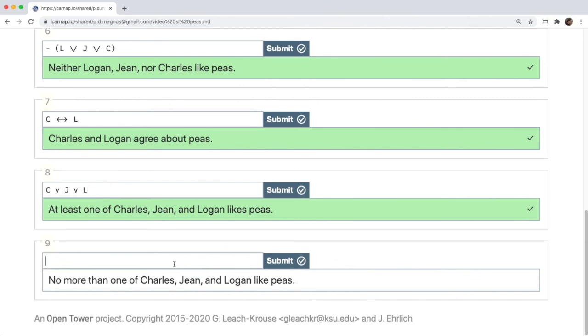All right, now consider this one. No more than one of Charles, Gene, and Logan likes peas. So no more than one means maybe none of them do, but not more than one of them does. It can't be the case that 2 or more of them do. This is tricky, and there are a number of ways to approach the problem. If you think about this, you might come up with your own answer. But here's one approach. You might say, well, if it can't be the case that 2 or more of them do, then it can't be the case that Charles and Gene both do.